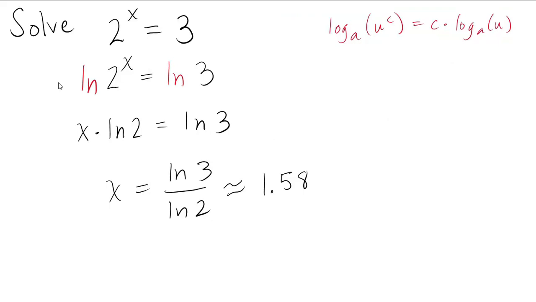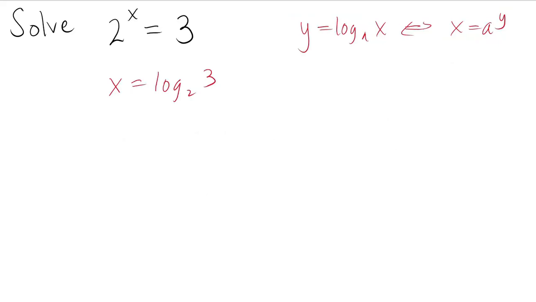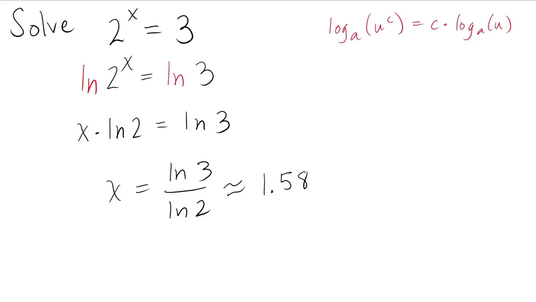I want to do more examples like this, but first I want to discuss something. When we rewrote the problem in logarithmic form, we got a solution of x equals log base 2 of 3. And by applying the natural log to both sides, we got a solution of x equals the natural log of 3 divided by the natural log of 2.